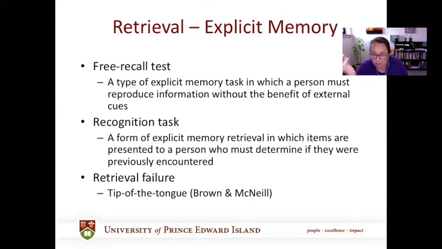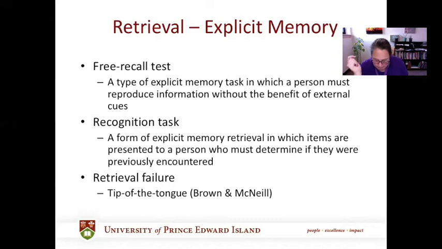Other examples include taking an essay exam, describing someone's face to the police, or struggling to recall a childhood experience. Those are free recall tests, a type of explicit memory task where a person must reproduce information without the benefit of a cue. Now, if I'd given you a list of 10 possible dwarf names and you had to indicate which ones were dwarfs, that would be a recognition task, where you're trying to determine if you previously recognized something.